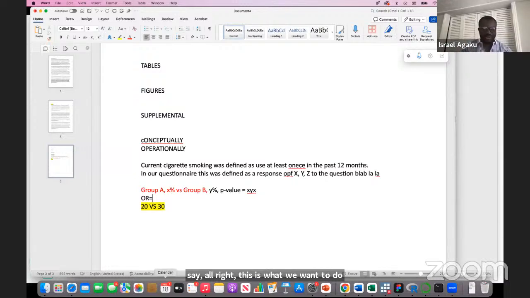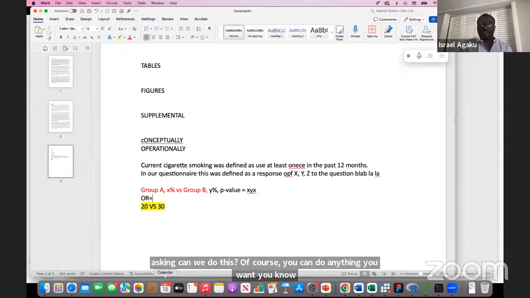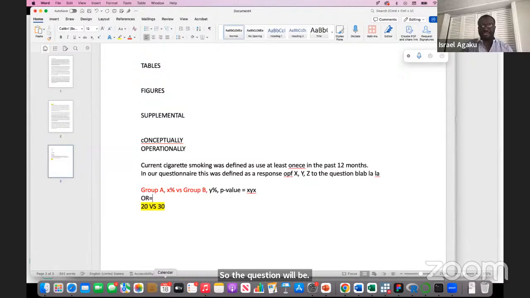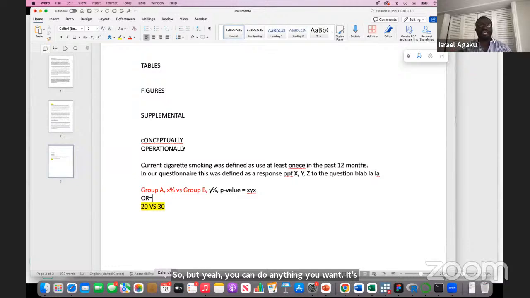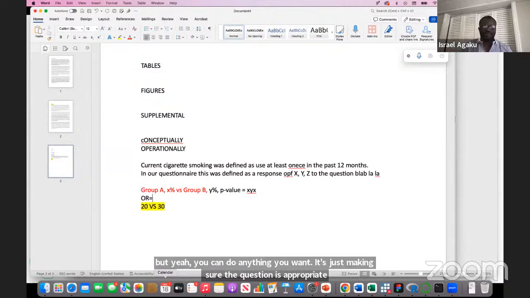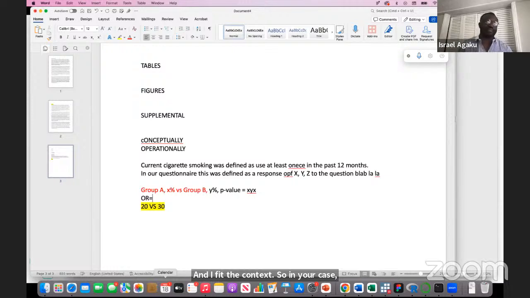Of course, you can do anything you want. So the question will be, why would we want to do it? Is this appropriate in this context, right? But yes, you can do anything you want. It's just making sure the question is appropriate and that it fits the context. So in your case, if your goal is to have maybe one of your papers be a systematic review, of course you can do that.